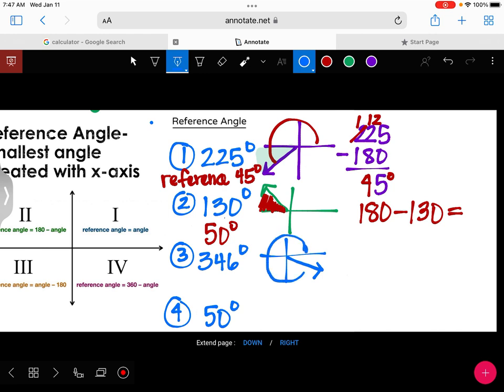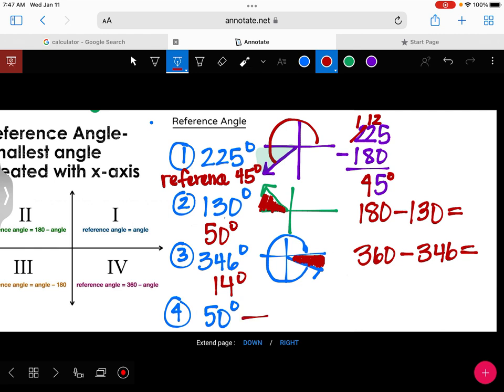So the angle goes all the way there, but we want to know how far away it is to 360. So that little piece there is why you would do 360 minus 346. Go ahead and see what you get. Which I think you get 14. Who got 14? Yeah. And then lastly, this number 4 is in quadrant 1.